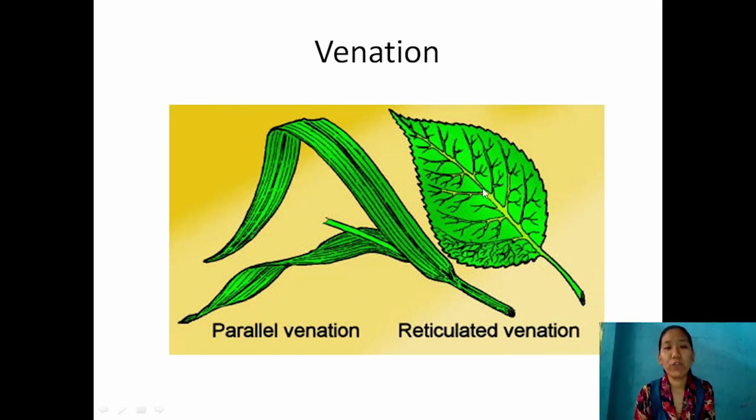Now reticulate venation. In reticulate venation, the veins are in a network-like structure. You can find it like a web. So reticulate venation is a distinguishing feature found in dicotyledon plants.